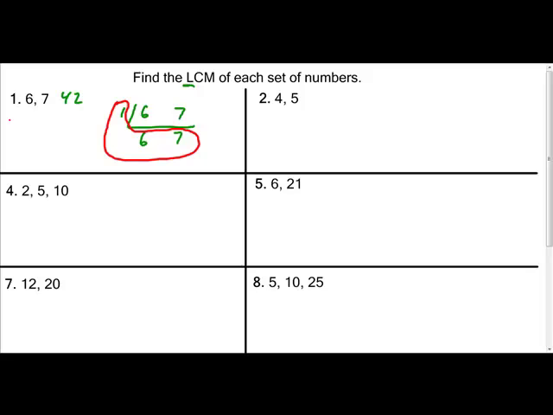So the LCM equals 1 times 6 times 7. 1 times 6 is 6. 6 times 7 is 42. Same answer we already have. So let's take a look at some of these other numbers.